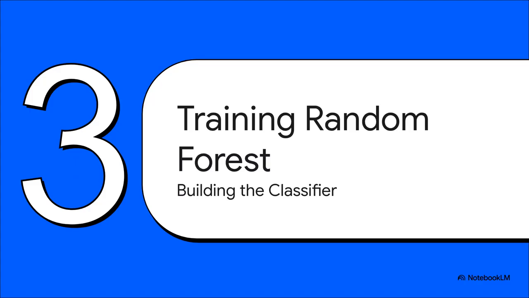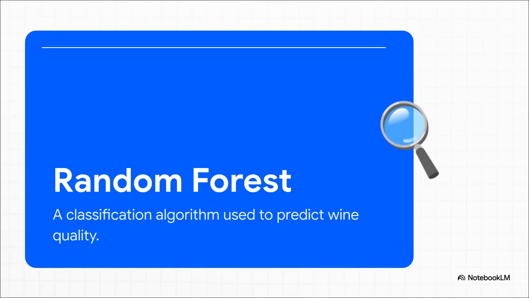Okay, section 3, training the random forest. Let's build this classifier. So the developer went with a random forest classifier. To picture this, just imagine a single decision tree as one person trying to guess a wine's quality by asking yes or no questions. Is the acidity high? Yes. Is the sugar low? No. A single tree might make a decent guess, but it's pretty prone to making mistakes.